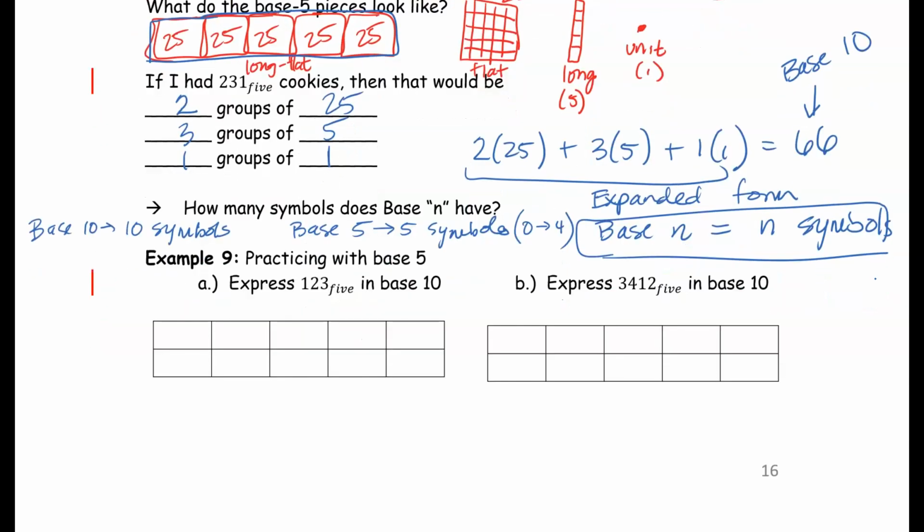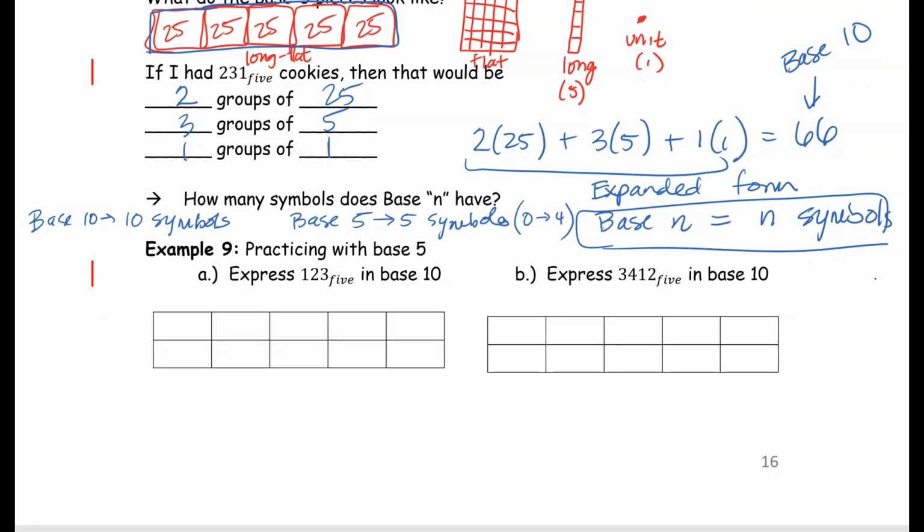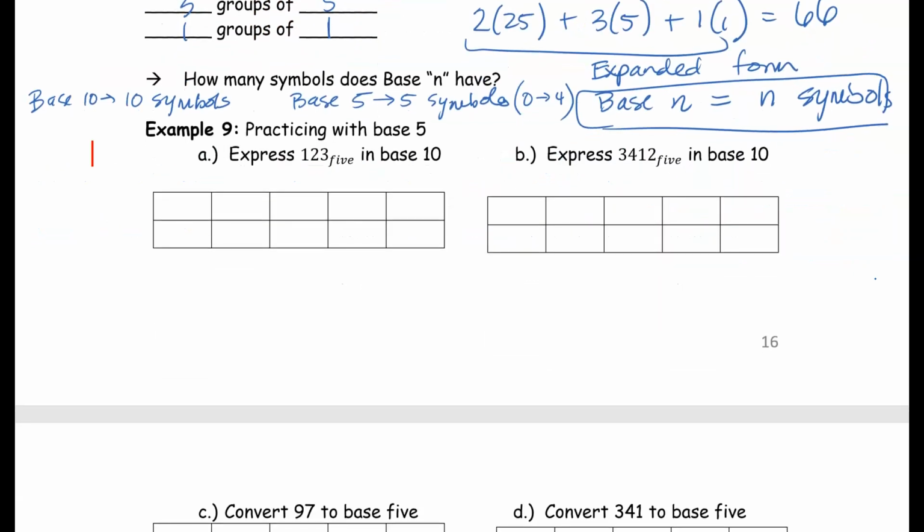So it says express 1, 2, 3 base 5 in base 10. So these are the easier problems to do. I'm not saying they're easy, but they're easier because they're telling you how many of each group you have, and then you're just writing in an expanded form. So in this first row, we're going to put place value. And then the second row, we're going to place the number of groups.